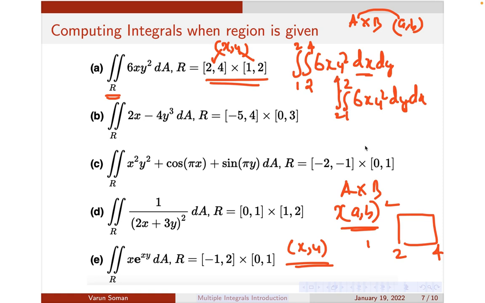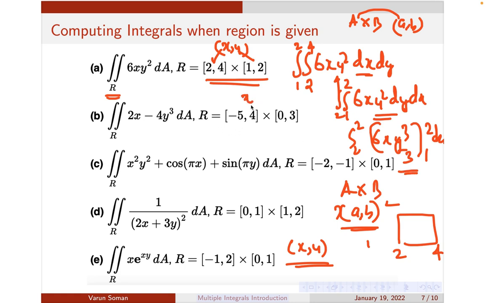Nothing is there. How will you integrate it? Suppose I am evaluating this. It will become integral 2 to 4. First I am going to integrate with respect to y, which is 6x y cube by 3 in the limits 1 to 2, dx. You can substitute. Once you substitute, you will get a new quantity, and then you again integrate with respect to x. So it is a straightforward calculation. In these problems also you can check it out.